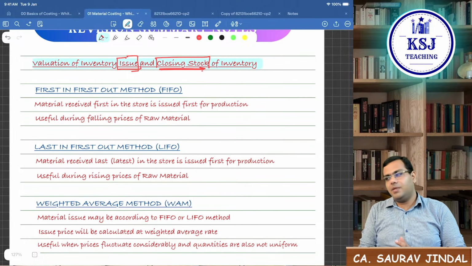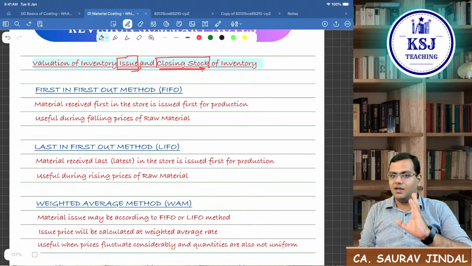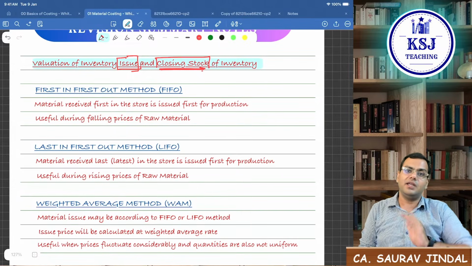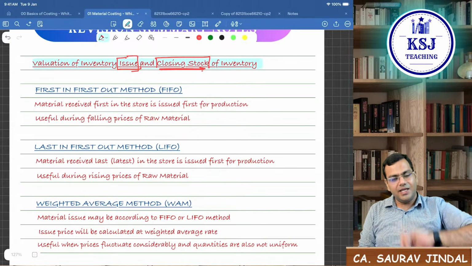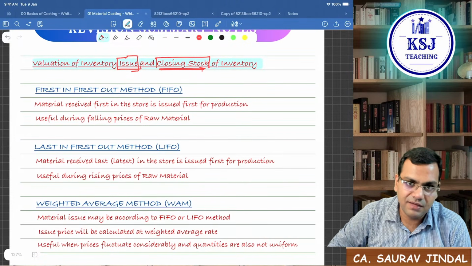Although in the examination they are asking this part comparatively less than the inventory levels part and the EOQ part. Inventory levels and EOQ they are asking more. ITR they are asking in the MCQ, right? This part they are asking comparatively less.